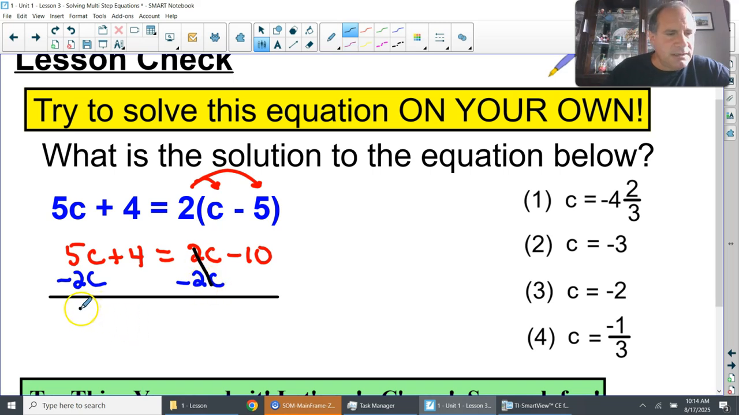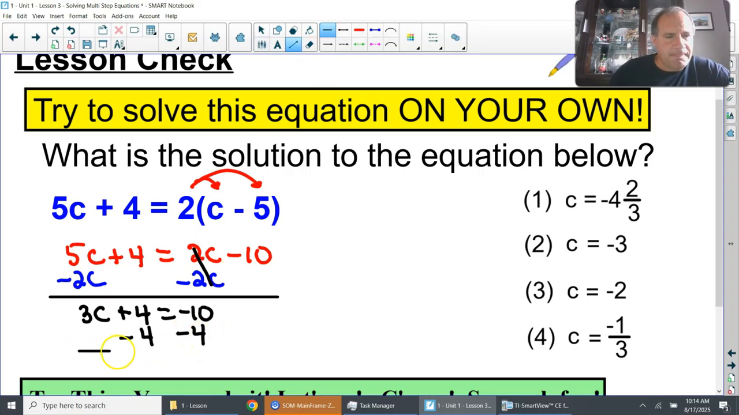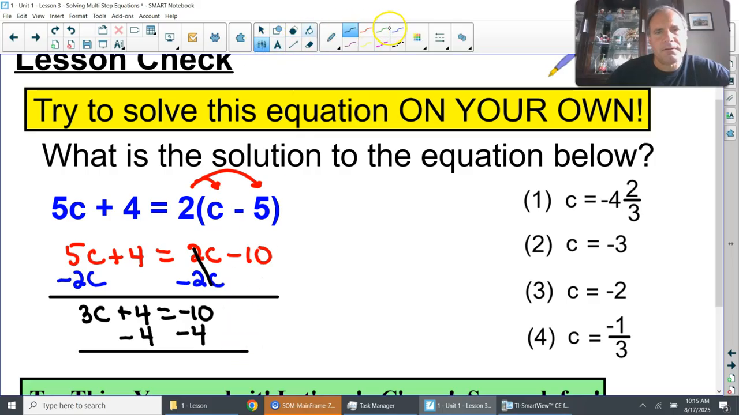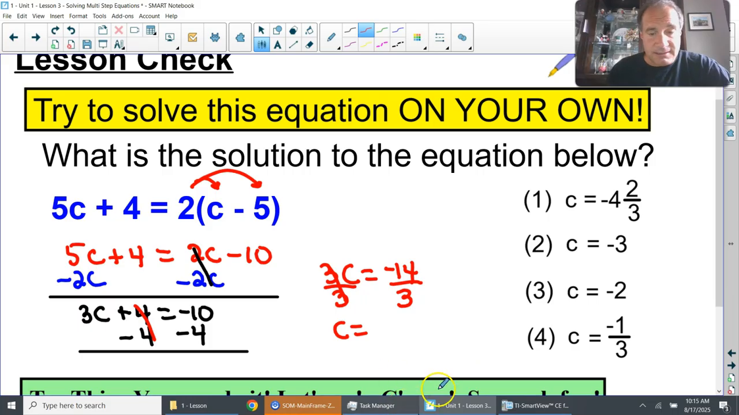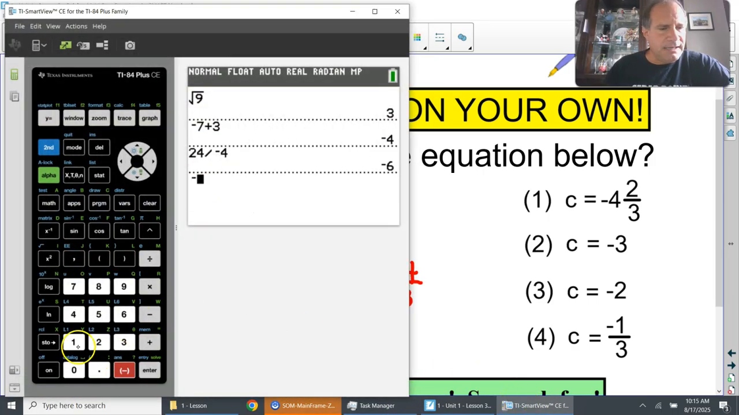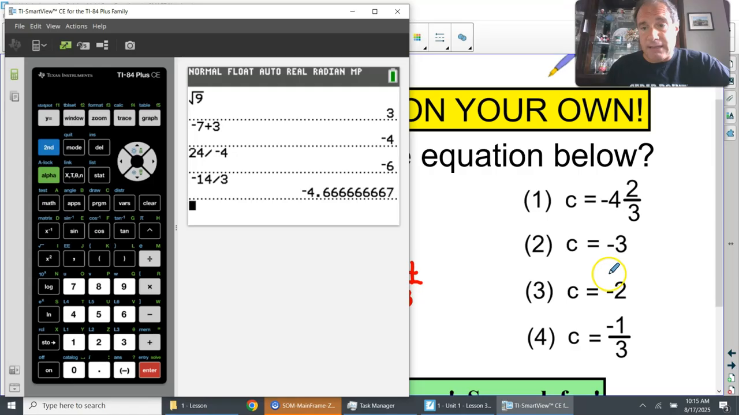This cancels, and you get 3c plus 4 equals negative 10. And I'm going to subtract 4 on both sides. This cancels, and I'm going to put it up here, 3c equals negative 14, and I'm going to divide by 3. C equals negative 14 over 3. Notice that I do not see that right there. So I'm going to put negative 14 divided by 3. And I still don't see that.